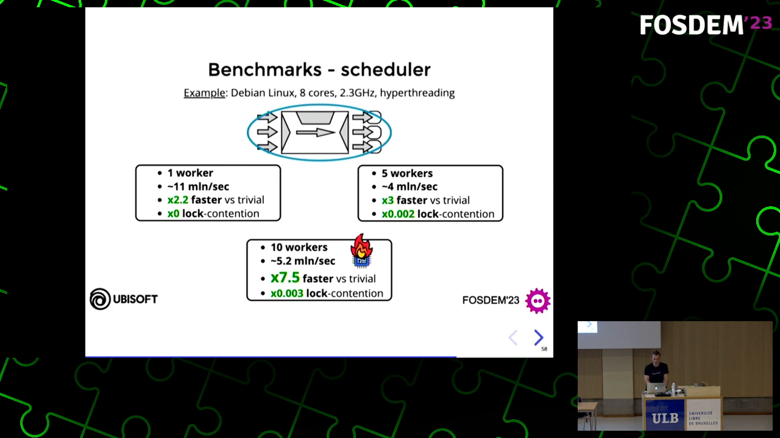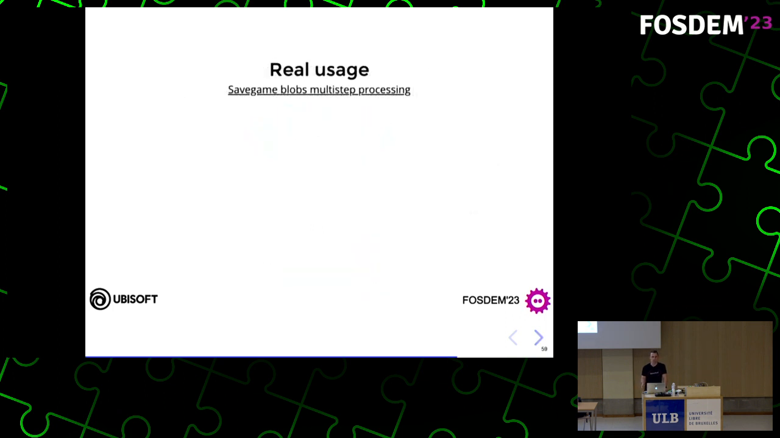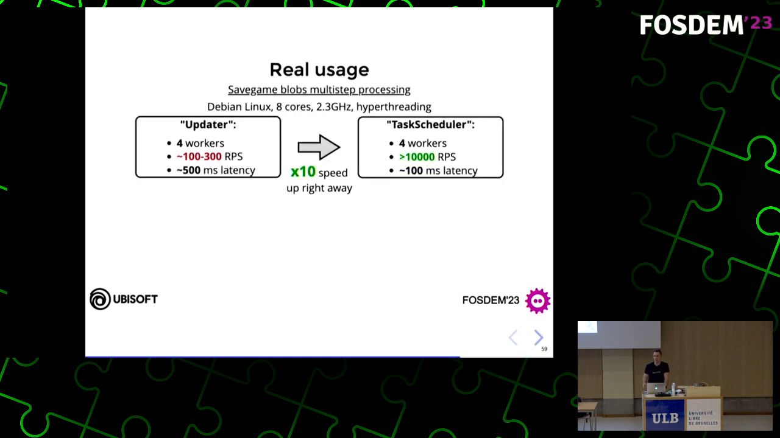And now about the real usage, not some random benchmarks in a vacuum, how it affects the actual code. Applied to this save games case from the beginning. We ported one of the microservices from the updater scheduler to the task scheduler, and we immediately, without any further optimizations, got a 10 times speedup. We went from hundreds of RPS to more than 10,000 RPS, and latency dropped 5 times, right out of the box before we started doing some other optimizations.